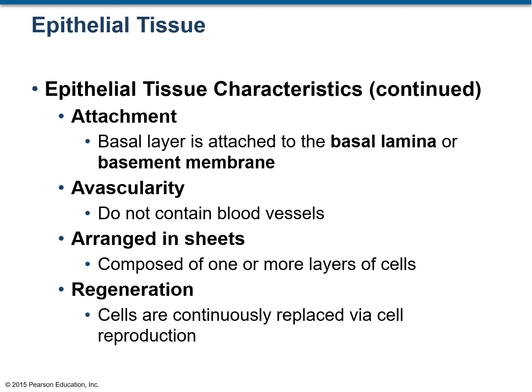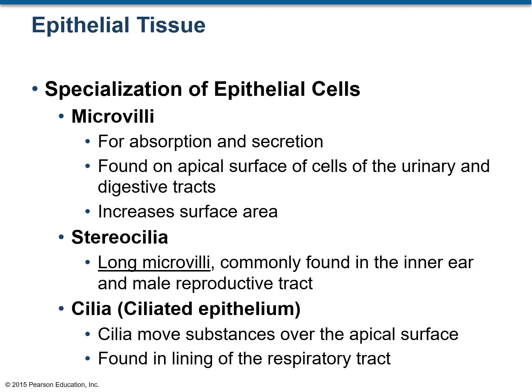Regeneration. Epithelial tissue has a really high rate of mitosis. The cells are undergoing rapid cell division. We are constantly losing epithelial cells, that means cells from the skin. The skin is shedding cells, and there is constantly new cells being produced at the base, and these cells are moving upwards.